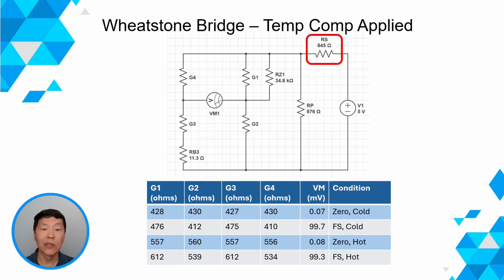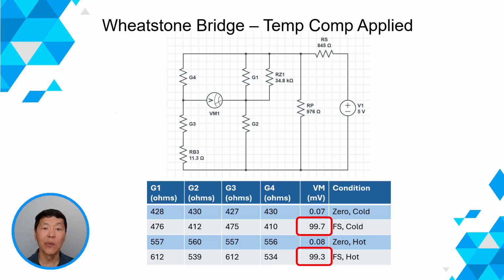We have added a series resistor to the bridge, which has a value of 845 ohms, and a shunt resistor, which has a value of 976 ohms. When we look at the bridge output, we see that when the pressure is 0, the bridge output is now 0.7 to 0.8 millivolts at both the cold and hot temperatures. At full-scale pressure, the bridge outputs now a consistent 99 millivolts or so at both temperatures.